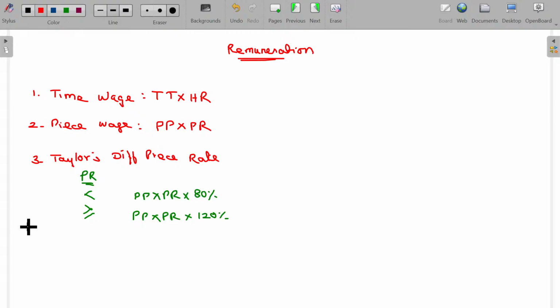Fourth one, Merrick multiple piece rate system. He also recommends the same, but in this case, instead of only differentiating below performer and above performer, multiple piece rate systems were introduced.